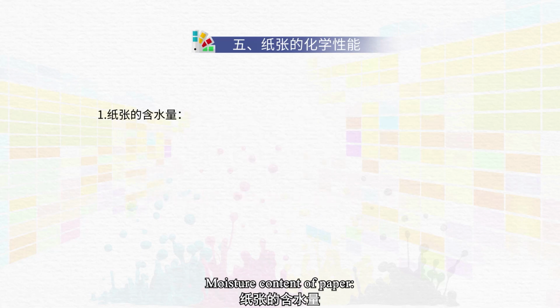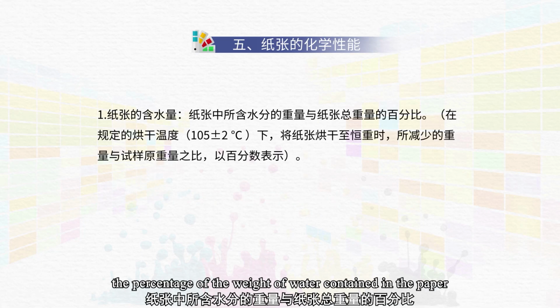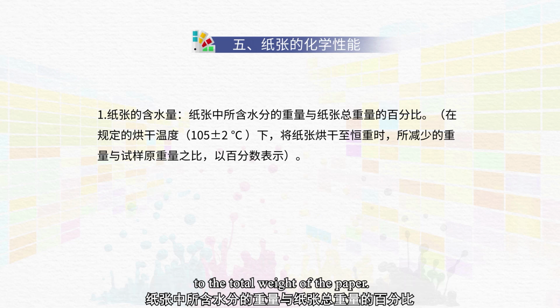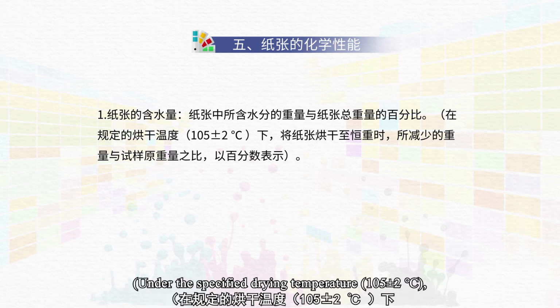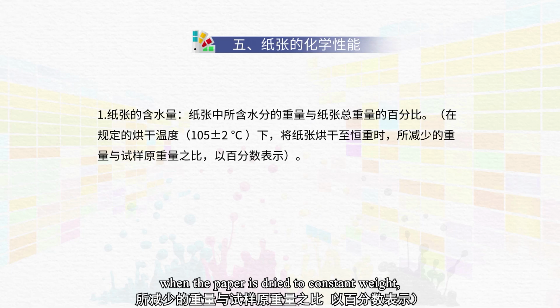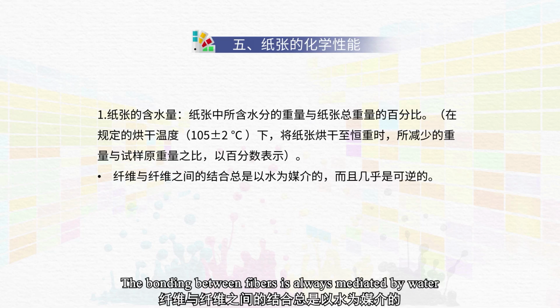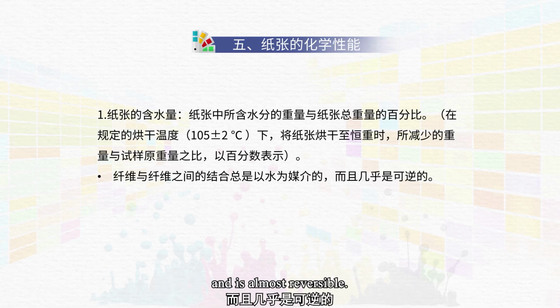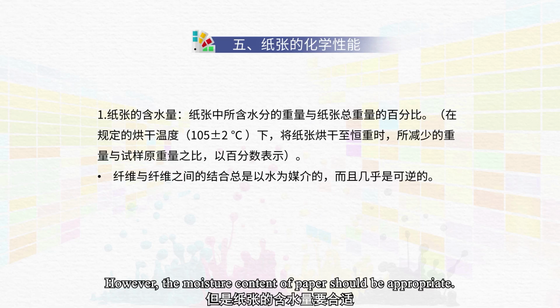Moisture content of paper. The percentage of the weight of water contained in the paper to the total weight of the paper under the specified drying temperature, 105 plus or minus 2 degrees Celsius. The ratio of the reduced weight to the original weight of the sample when the paper is dried to constant weight, expressed as a percentage. The bonding between fibers is always mediated by water and is almost reversible. However, the moisture content of paper should be appropriate.